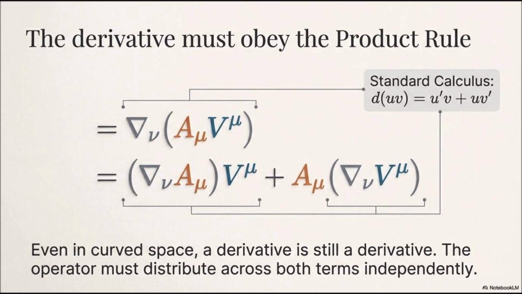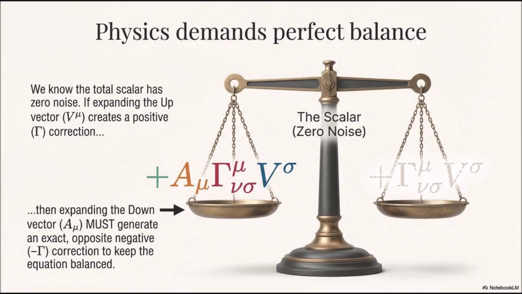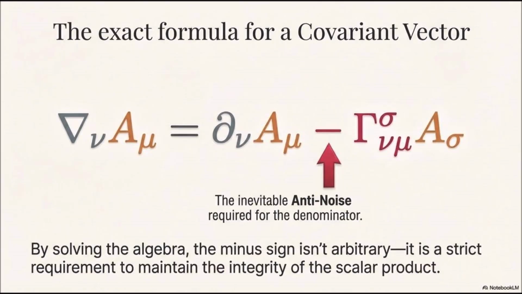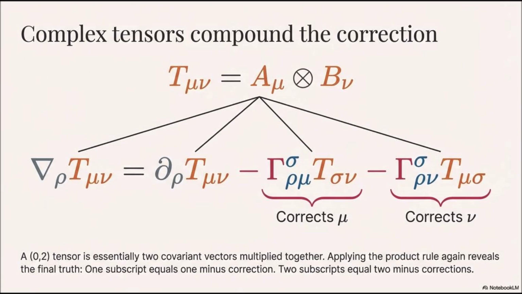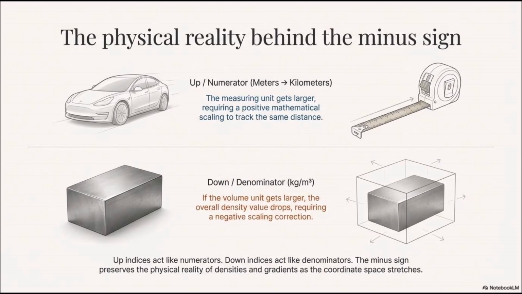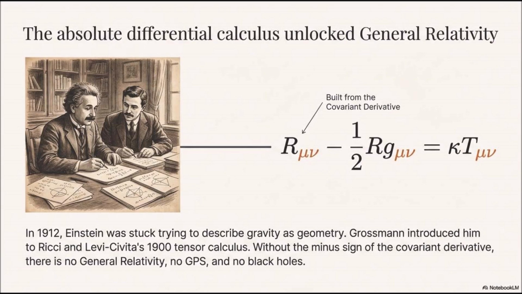Conversely, think of a covariant vector with a lower index, like measuring mass density, kilograms per cubic meter. If you expand your coordinate grid, making the theoretical cubic meter box much larger, the numerical value representing the density must decrease to accurately describe the exact same physical concentration of mass. The scaling is inverse. The minus sign we spent Chapter 5 deriving is not a mathematical punishment. It is the vital mechanism that preserves the physical reality of that denominator. It ensures that when space expands, the calculation of density correctly scales down.